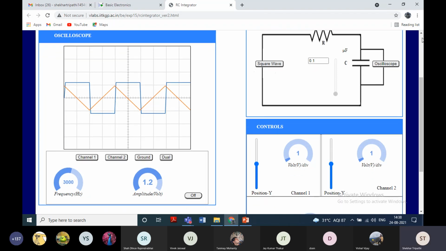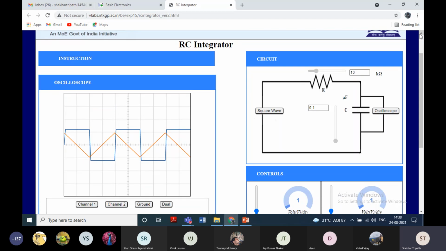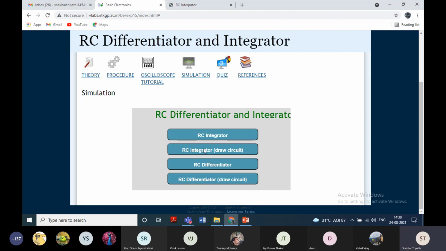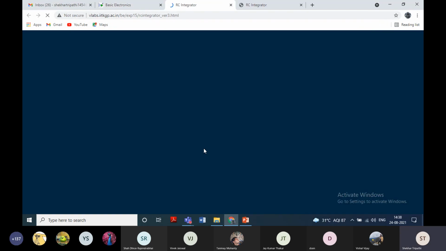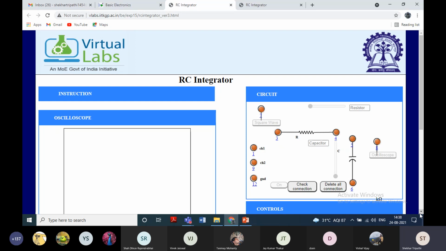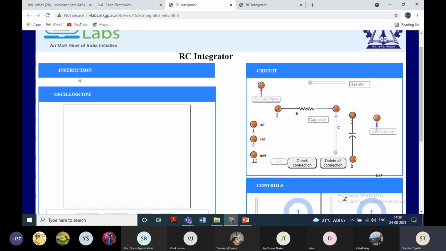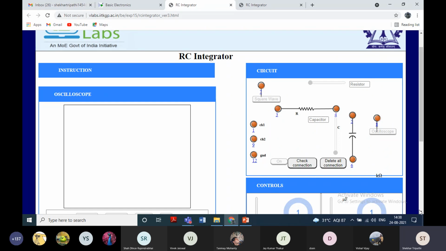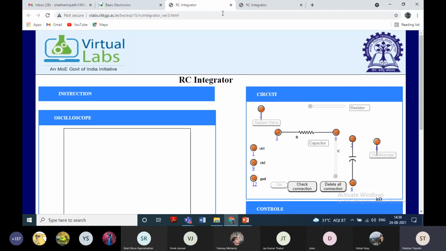For various frequency and amplitude you can vary the data here. Now in the RC integrator, for drawing the circuit also you can draw the circles again. You can follow the instruction set which is given here and repeat the same procedure, like we did for the RC integrator.